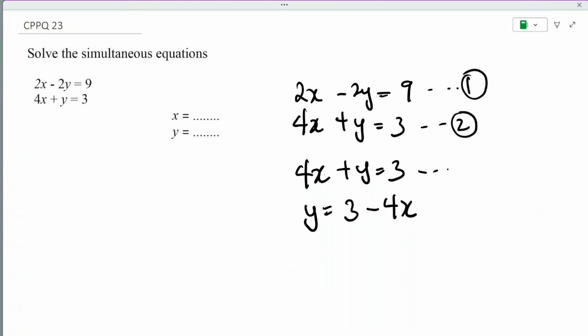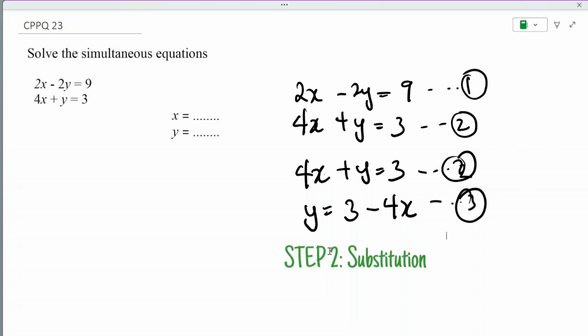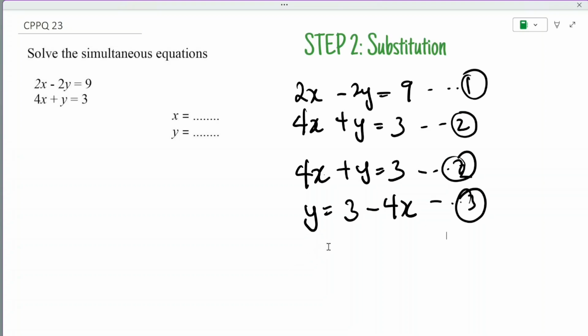Now this is equation 2. We've made equation 3 out of it, where we have y as the subject of the equation. We can't substitute it back into equation 2 because equation 3 was created from equation 2. We can only substitute it into equation 1, which is the second step. The first step is to make one of the unknowns in one of the equations the subject of the equation. The next step is to insert the value of the unknown into the second equation, which is different from the equation it was created from. So we're substituting equation 3 into equation 1.